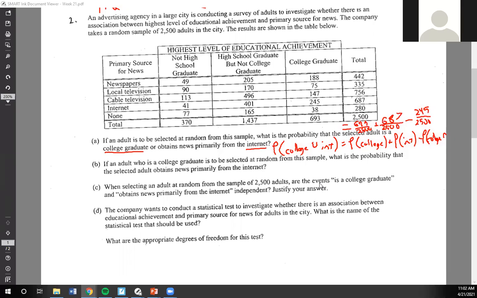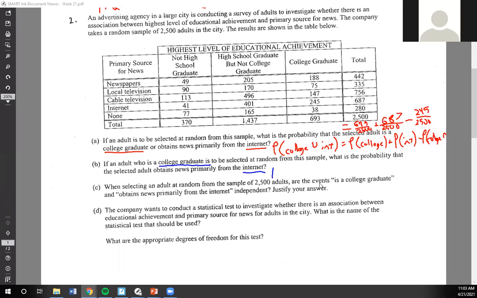Part B. If an adult who's a college graduate is to be selected at random from the sample, what is the probability that the selected adult obtains news primarily from the internet? So, if an adult who is a college graduate is selected, what is the probability that they obtain news from the internet?